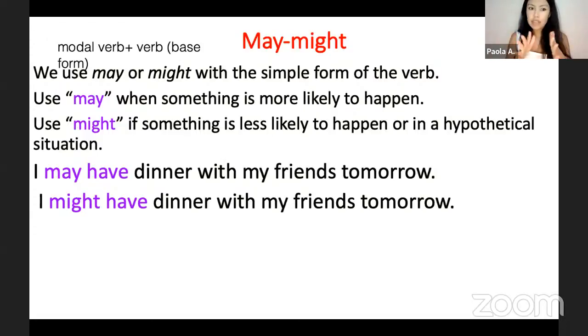I don't know if it's clear. May is a little bit more sure to happen, not 100%, 70% maybe. And might is like 50%, that it might or might not happen. Is it a little bit more clear, or maybe I confuse you more, guys?